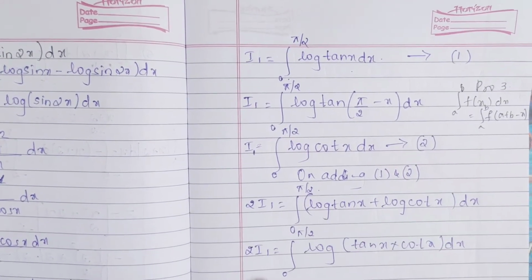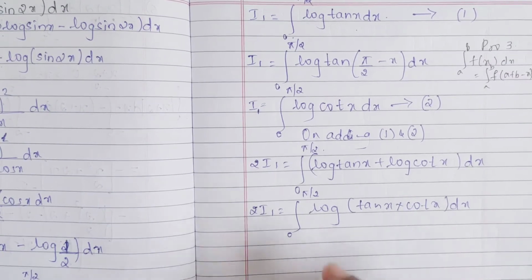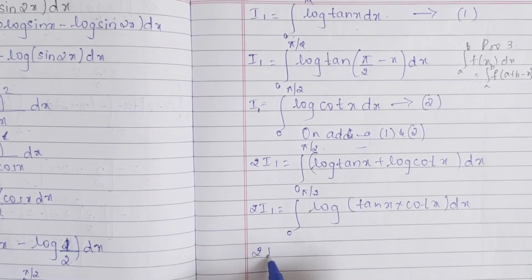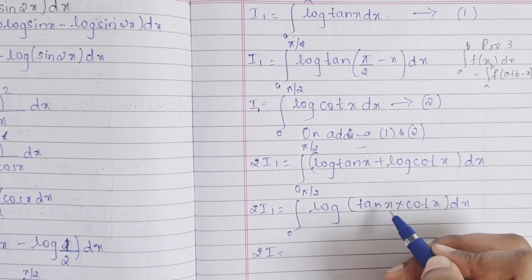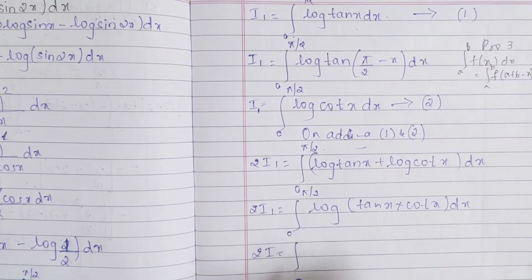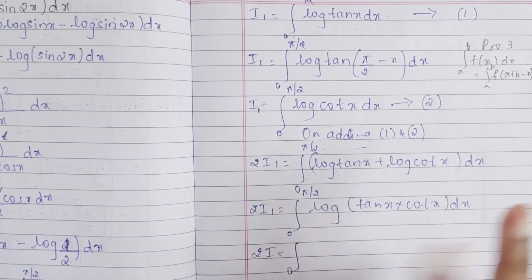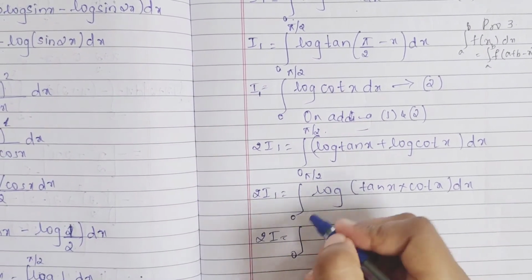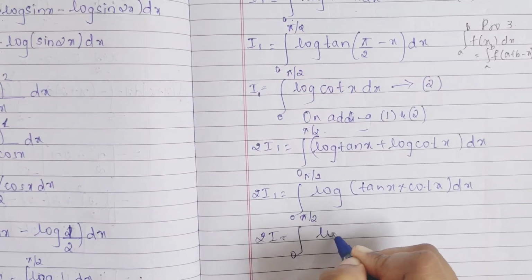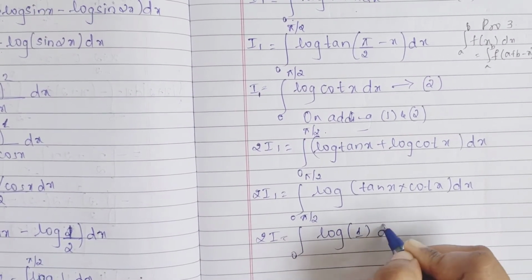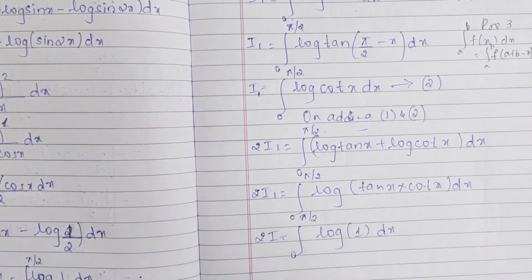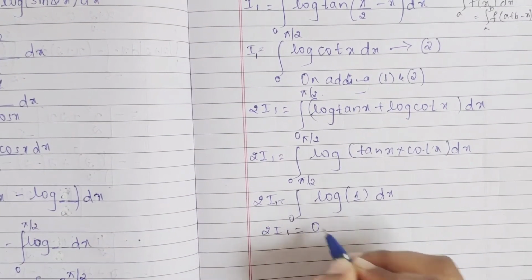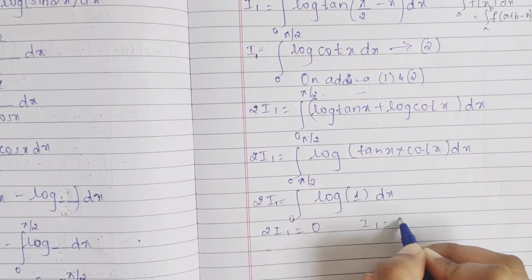As you can see, cot x is the inverse of tan x, right? So 1 by tan x, if you take, tan cancels, or if you take cot, tan is 1 by cot, and cot cancels. Anyhow, both are reciprocals of each other, so they cancel out. You will have 1. So directly I will write log 1 dx. And as you know, log 1 is 0, so you can't integrate. So I1 you will get as 0 itself.